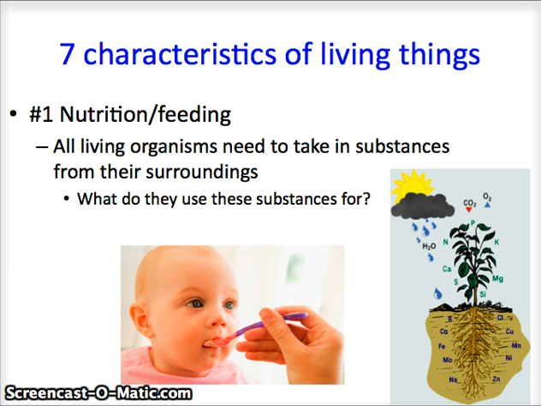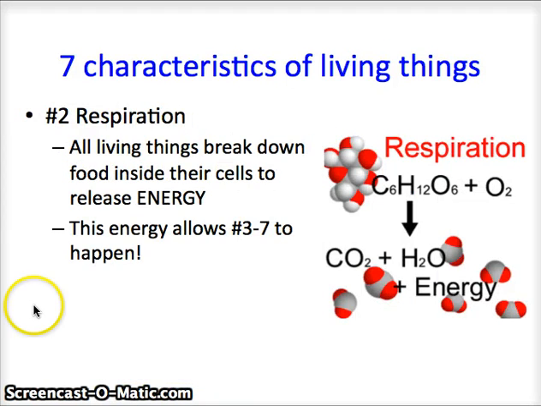So let's go back through our characteristics and see if we can figure out if a virus is living or not. So nutrition and feeding. All living organisms need substances from their surroundings. And so we can make an argument that viruses do feed, because viruses can't live without host cells and the proteins and structures of host cells. So we could maybe argue that viruses use the nutrients or the substances from their host cells as a type of nutrition, but it's a little bit of a stretch. But we can still maybe call it a living thing.